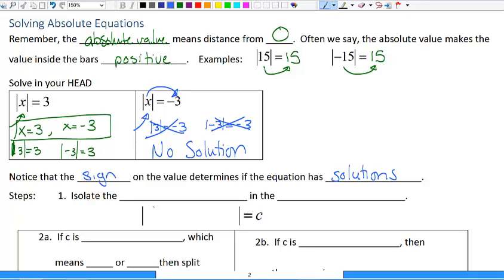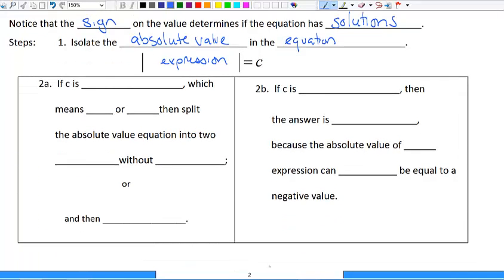So here are your steps. The first thing I want you to do is isolate the absolute value bars in the equation. So I want it to be whatever the expression is inside the bars. It could be anything you want, but the bars have to be all by themselves equals some letter C. Now, if the C is non-negative, which really just means it's positive or 0. Non-negative means positive or 0.